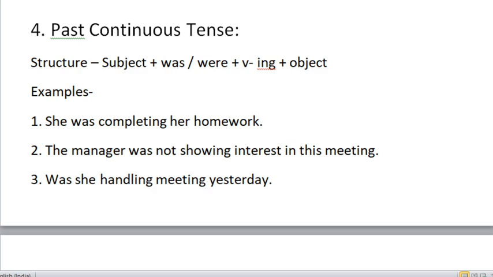So, examples according to the structure. Let us see the examples. She was completing her homework. The manager was not showing interest in this meeting, and we can convert this into positive: the manager was showing interest in this meeting. And also we can create the totally negative form of the first sentence: she was not completing her homework. And here let us see the third sentence, that is verbal.